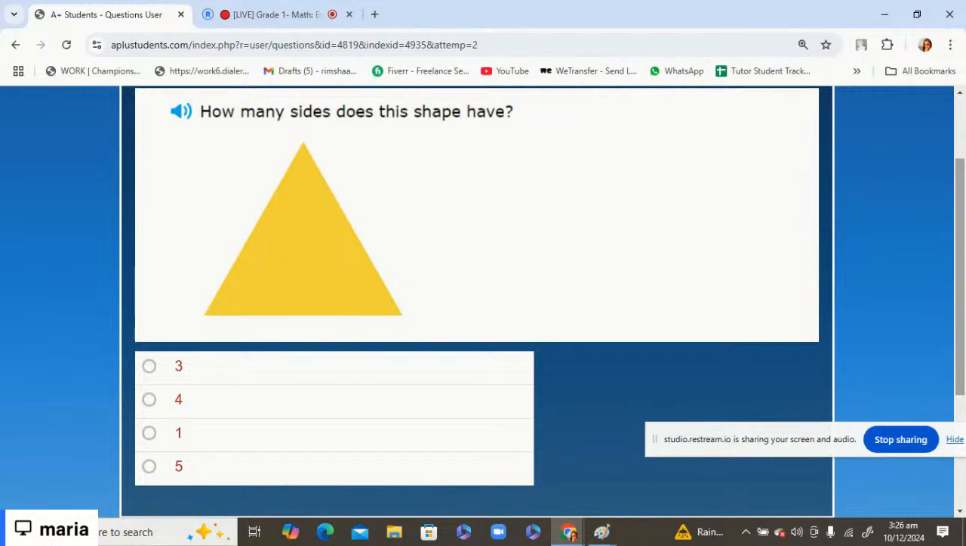Yes, everyone. Okay, three sides. Someone saying it's three sides. Okay, option one, that is correct, which is right. Very well done. That is three sides. Okay.